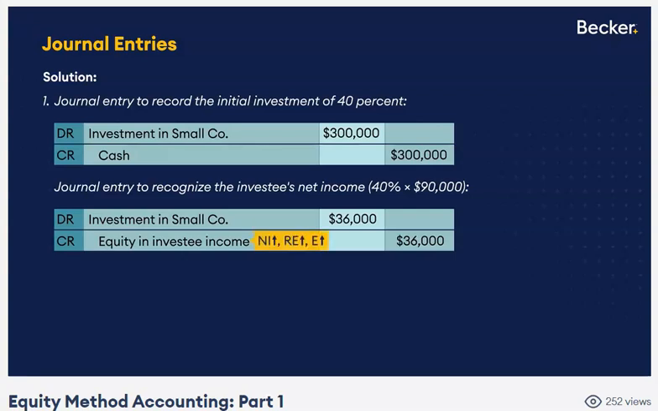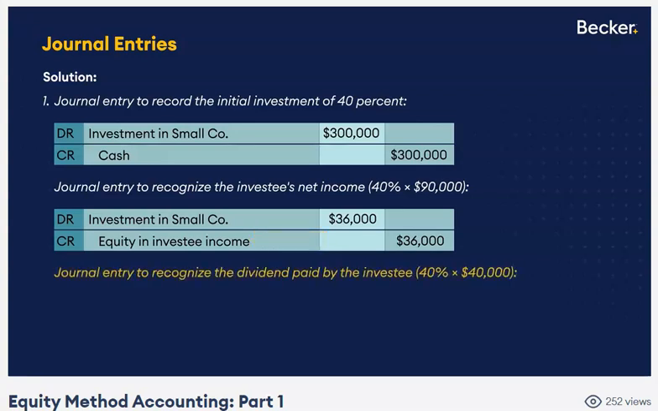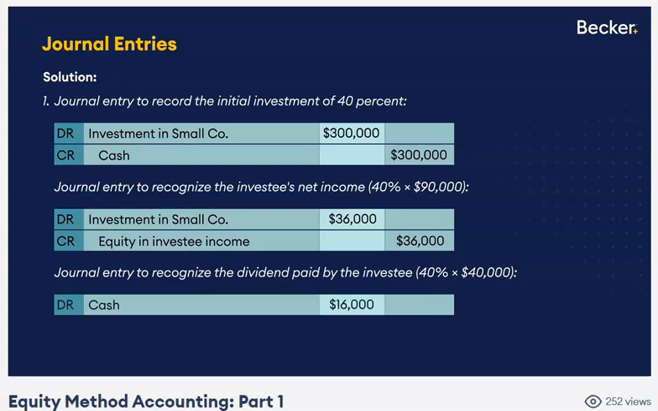That makes our net income go up, which makes our retained earnings go up, which makes our equity go up. So assets up, equity up, balance sheet is in balance. They paid a dividend. Not all of that belongs to me, only 40%. That's my percentage share. So that's $16,000. It's a cash dividend, so cash goes up.